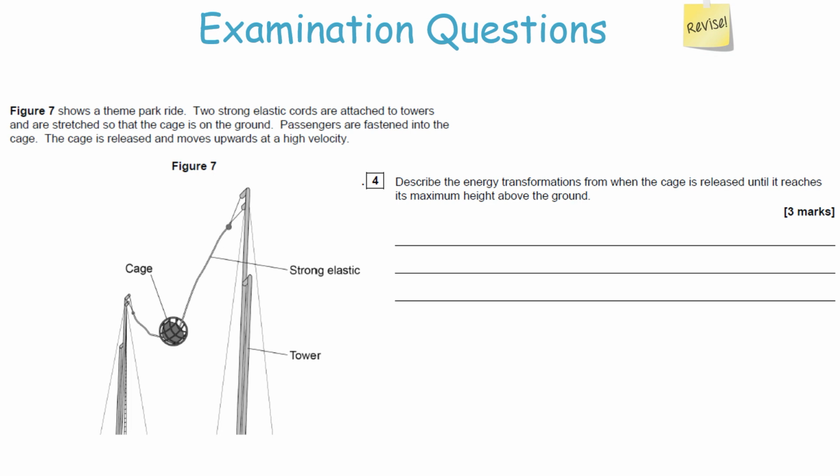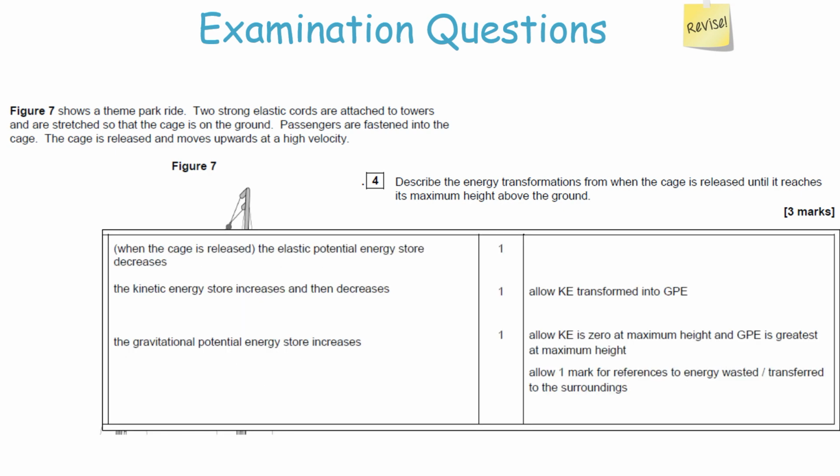Right, as mentioned previously, what you want to do is talk about the energy stores at the start of the transformation and the energy stores at the end of the transformation, and also if there's any energy dissipated to the surroundings. So the first mark is saying that when the cage is released, the elastic potential energy store goes down because it starts off stretched, and then after you release it, the wire is no longer stretched, so there's no longer a store of elastic potential energy, so that one decreases.